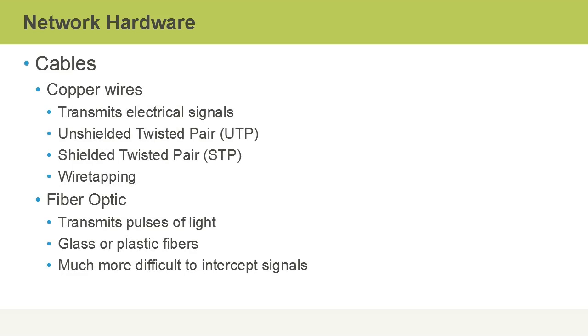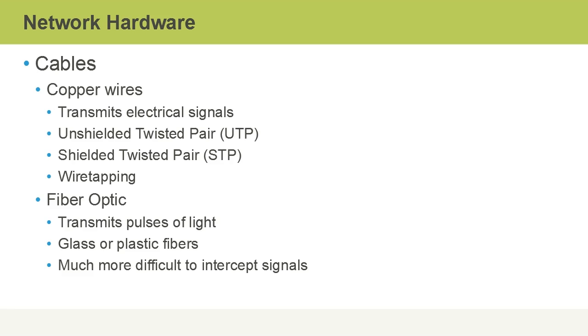Now, copper wire cabling is used to transmit electronic signals down the copper wires. Commonly, we'll see unshielded twisted pair, or UTP, and shielded twisted pair, STP, cables. Shielded twisted pair cables are less susceptible to external interference as signals travel down the copper wires. Copper wires are also susceptible, potentially, to wiretapping, which allows other individuals to capture the signals that are being transmitted.